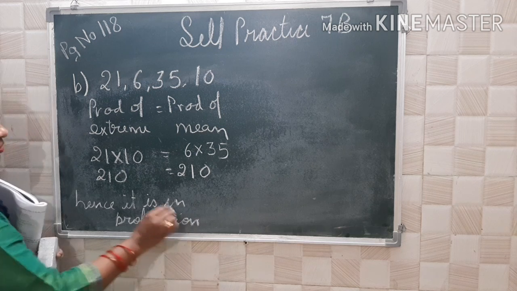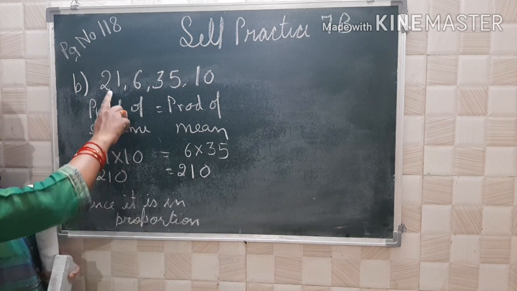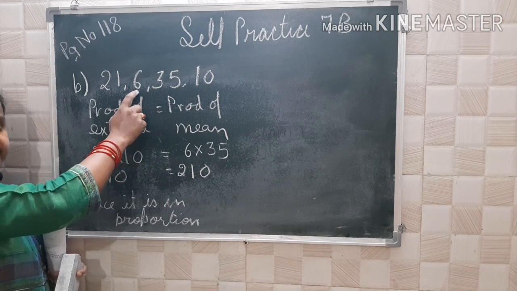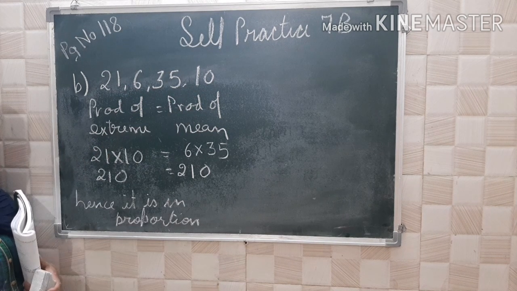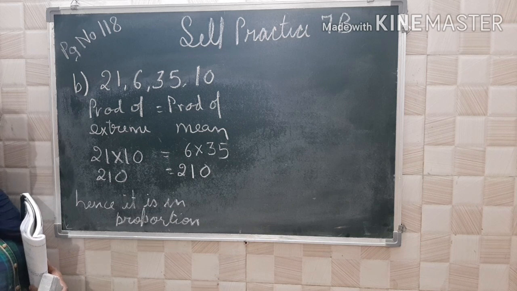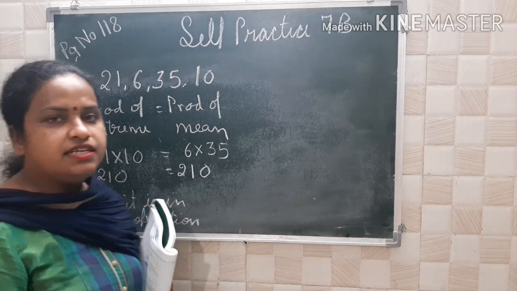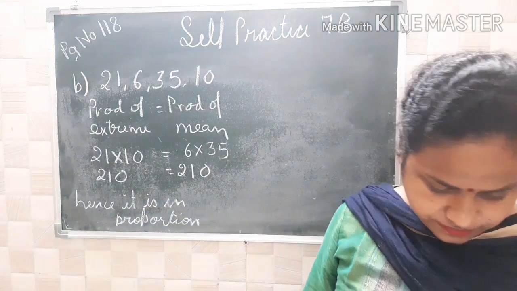Do you get it? Product of extreme means 21 into 10 and product of means 6 into 35. Are they both equal? Yes, they are. Hence they are in proportion. Now see the C part.